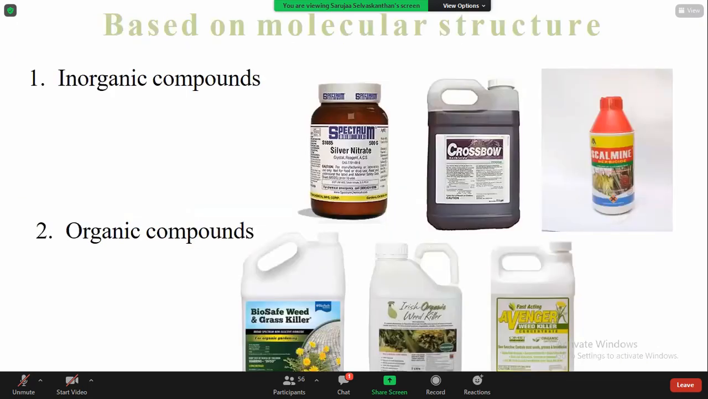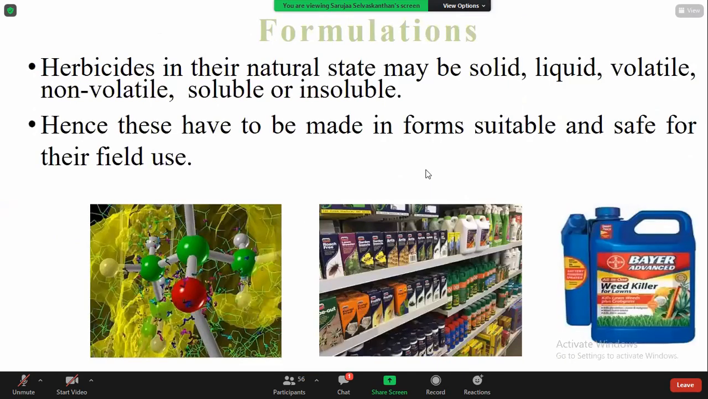Then, based on the molecular structure, some are inorganic compounds, some are organic compounds. Nowadays, I don't know who knows about inorganic fertilizer and organic people. All chemicals nowadays are banned, no? I don't know if you know or not. These are the organic components. These are the inorganic components.